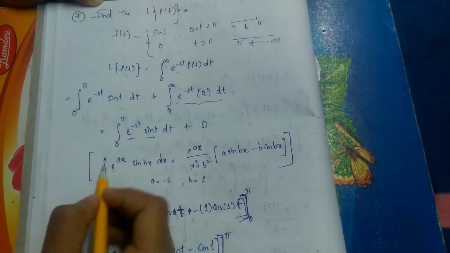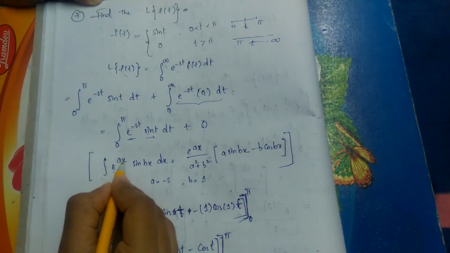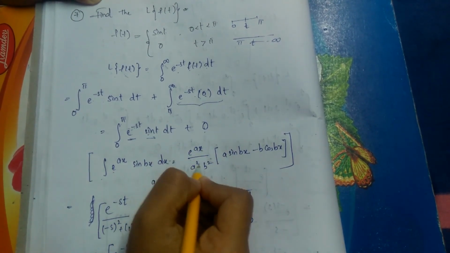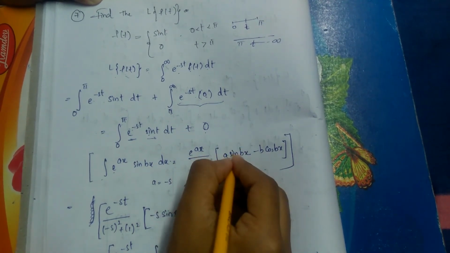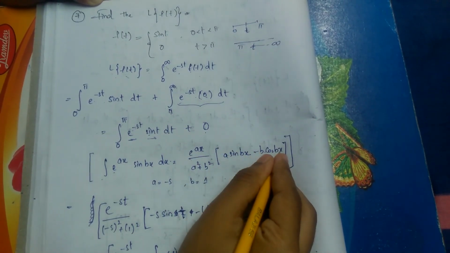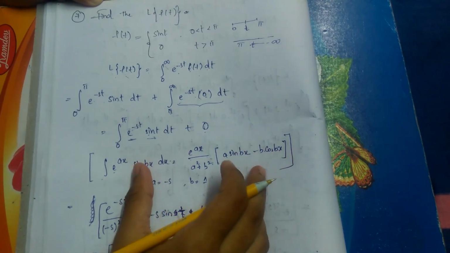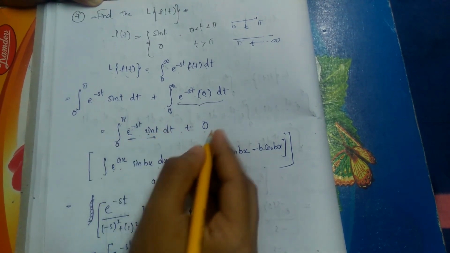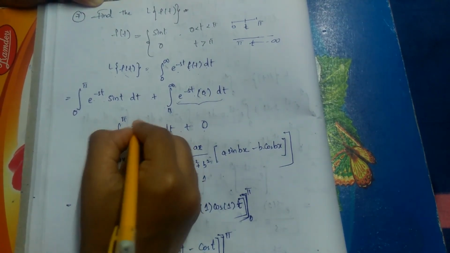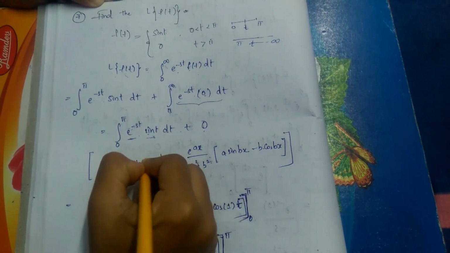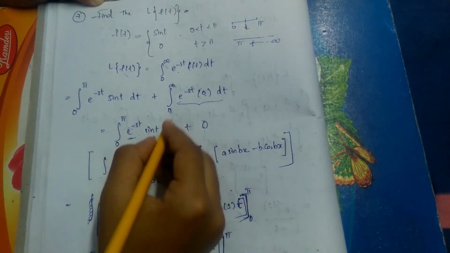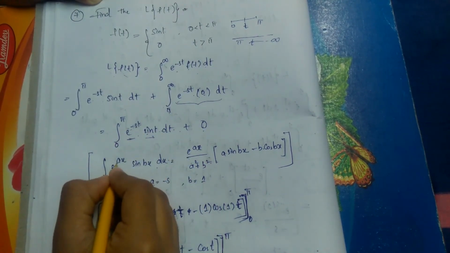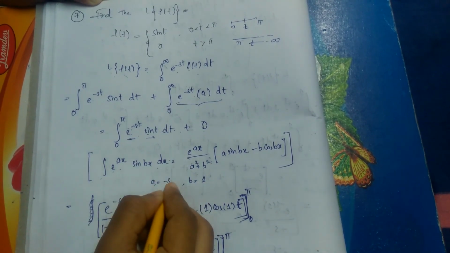So we have the formula: integration of e power ax sin bx dx is equal to e power ax by a square plus b square into a sin bx minus b cos bx. So this is the formula we have. When we compare this equation with this question, a value is minus s and b value is 1 here. So here t is a variable and minus s is a constant. So b value is 1 and a value is minus s.